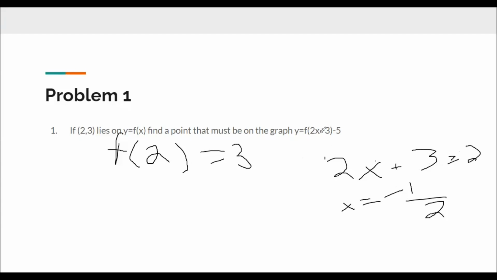So we get 3 - 5 is the y coordinate. So 3 - 5 is -2. So the point that must be on the graph f(2x + 3) - 5 is (-1/2, -2). So that's our point.